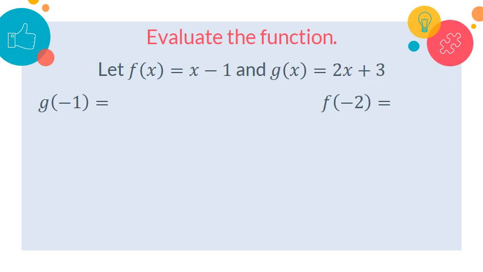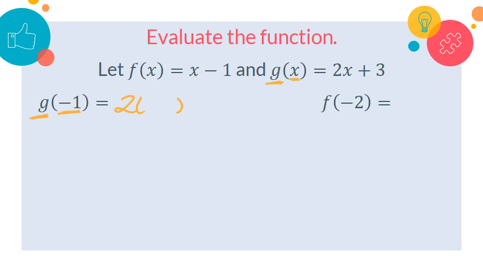All right, let's evaluate the function. So in this case, we need to substitute in the correct number in for x. So first I want to identify that I have g. So I want to use g. It says g of -1, which means instead of x, I'm going to plug in -1.